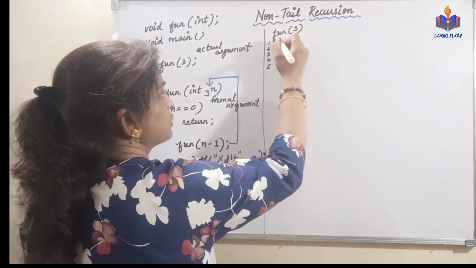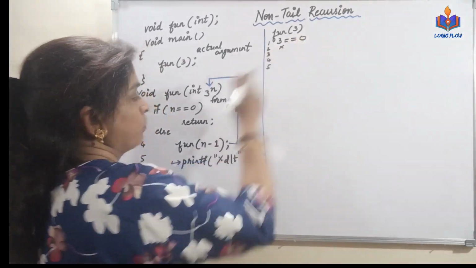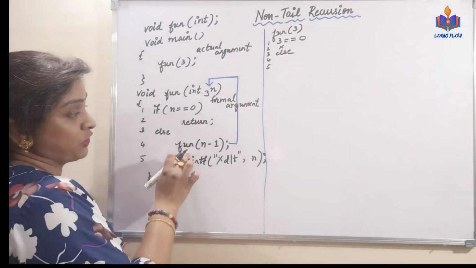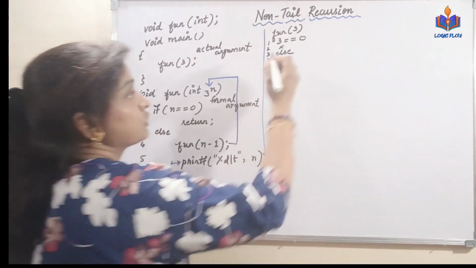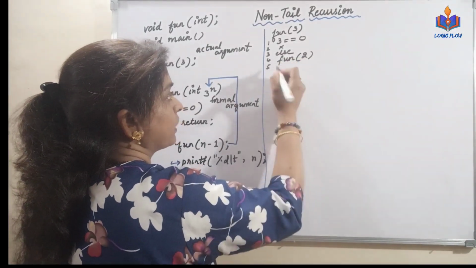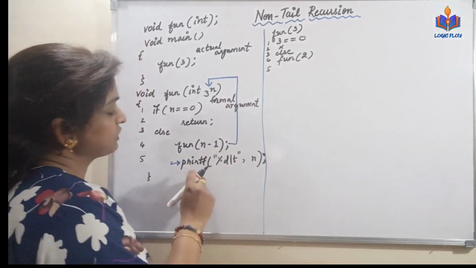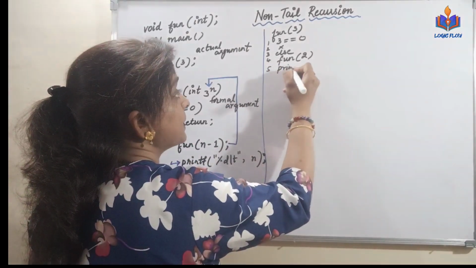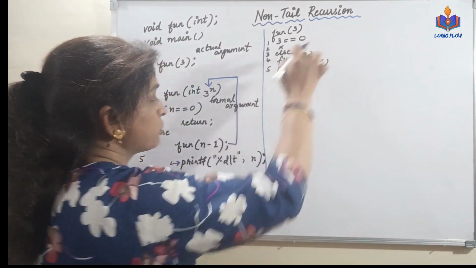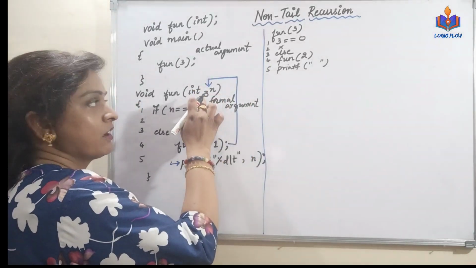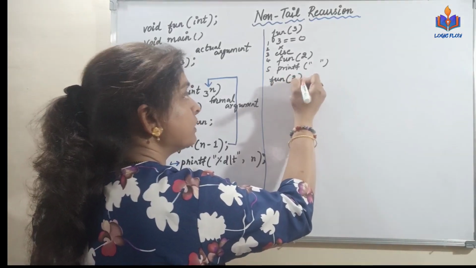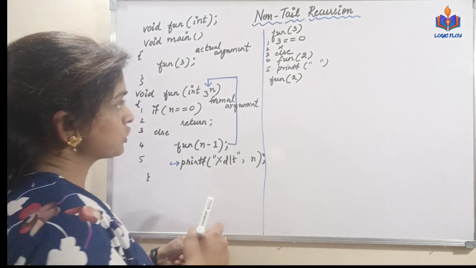The first statement I am going to check is 3 equal to 0. No. I'll come to the else part. The fourth statement, look here, is a recursive call. So I say fun of n minus 1, that is 3 minus 1, 2. Whereas this fifth statement, which is printf, is still pending. When I say function of 2, the control will go straight away to this function call. So function of 2 will be called.